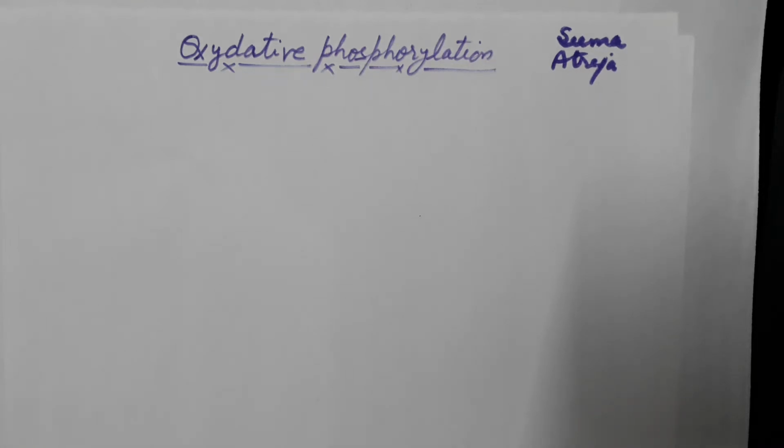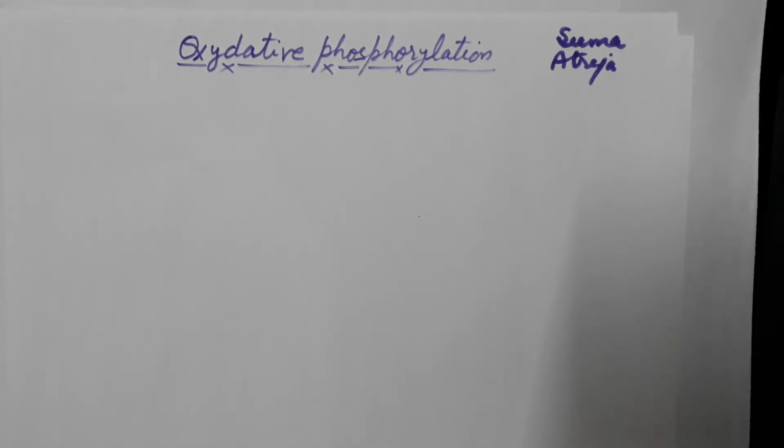Students, in this video we are going to discuss the last step of aerobic respiration, that is oxidative phosphorylation. It is the process in which an oxidation reduction reaction takes place, and the energy released in the oxidation reduction process is utilized in the formation of ATP. That is why this process is known as oxidative phosphorylation. How does it happen?